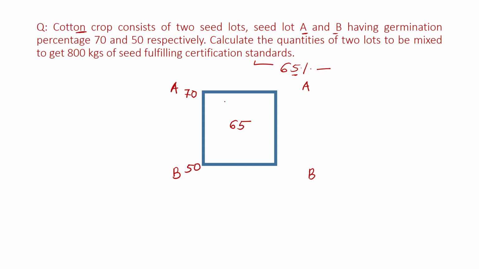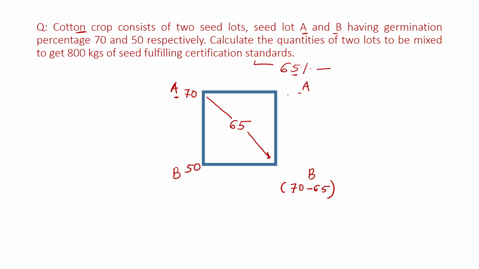Now we have to apply the diagonal rule. When considering for seed lot A, let us draw a diagonal over here. And here it will be 70 minus 65. Always remember, when you are applying this diagonal rule, you have to subtract the smaller value from the greater value, because these values can never be negative. So this point you have to keep in your mind.